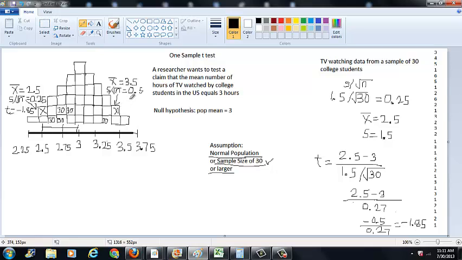So we have to think, how many times does 0.5 fit in between 3 and 3.5? Well, you have 3 up to 3.25 is one of the estimated standard errors. And then 3.25 up to 3.5 is another estimated standard error. So it's actually 2 estimated standard errors above center, which would mean that this sample would have a t-score of 2, positive 2.